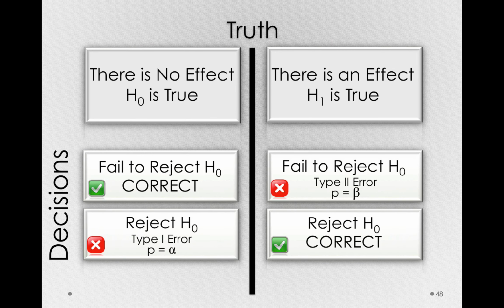Now again, remember that these errors are conditional on the state of the world. We can't make a type 1 error if there is an effect. And we can't make a type 2 error if there isn't an effect. So, we always have to talk about the probability of errors as conditional upon the state of the world.